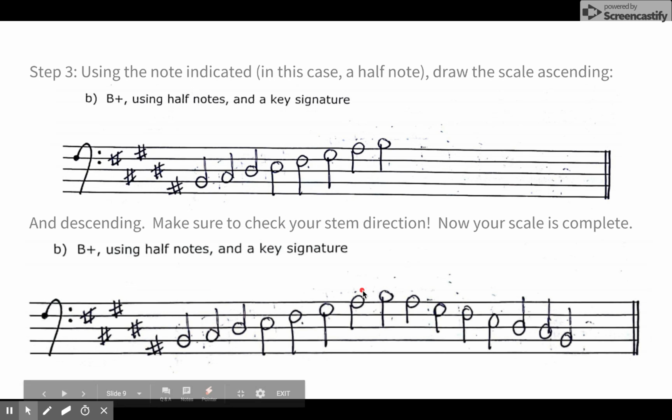Then you're going to write the scale descending. And you notice we start and stop on the same note. Make sure you watch your stem direction. So remember, if you have a stem on a note, whether it's a half note, a quarter note, eighth note, it doesn't matter. Anything below the middle line, the stem goes up and on the right. Anything above the middle line, the stem goes down and on the left. The middle line can go either way.